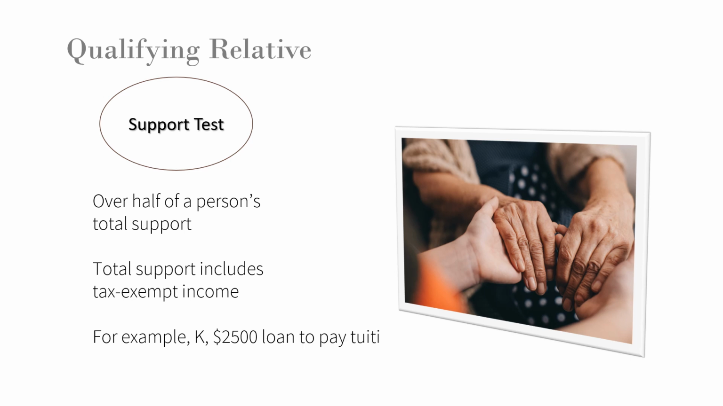Let's take a look at an example. K, your sibling's child, takes out a student loan of $2,500 and uses it to pay college tuition. K is personally responsible for the loan. You provide $2,000 towards his total support. You can't claim K as a dependent because you provide less than half of K's support.